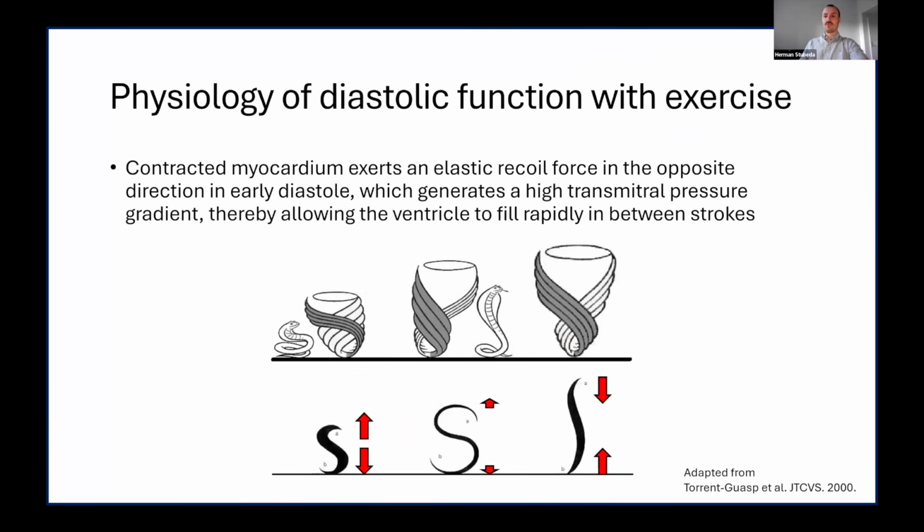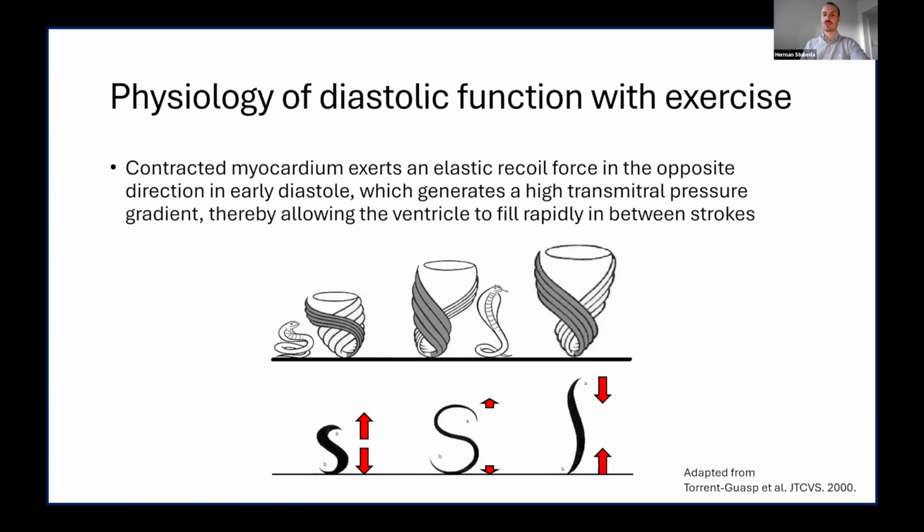Here, I'd just like to reinforce the idea of the elastic recoil force with an analogy. The LV actually has these helical fibers that mimic a spring, or you can think of it as maybe a snake that coils up preparing to jump, at the end of every systole. And when that potential force gets captured, it is released, the ventricle and the snake rapidly grow in size.